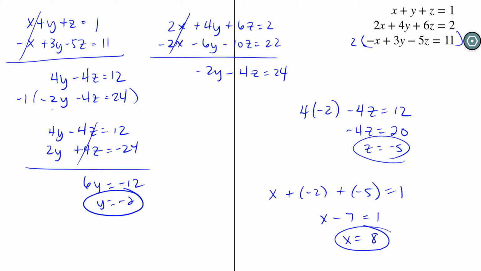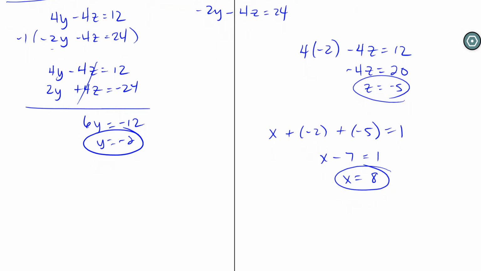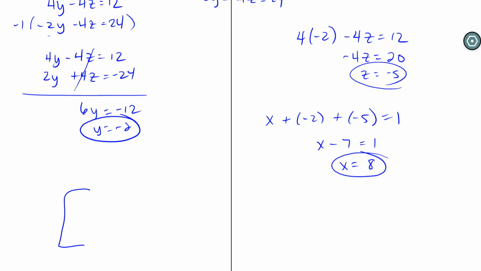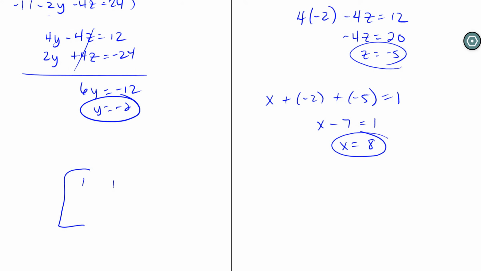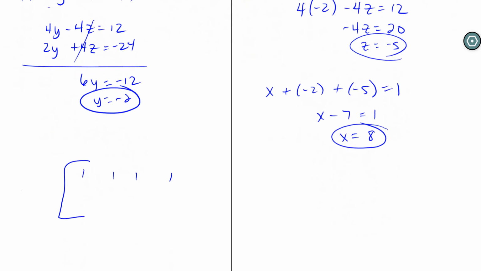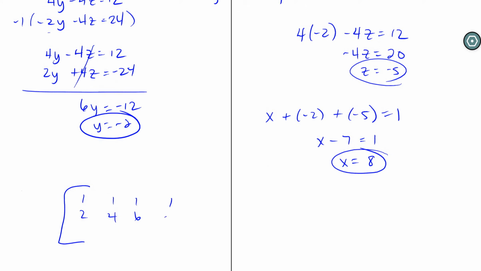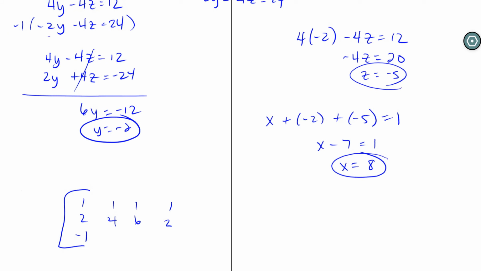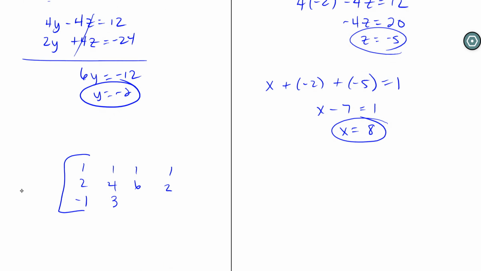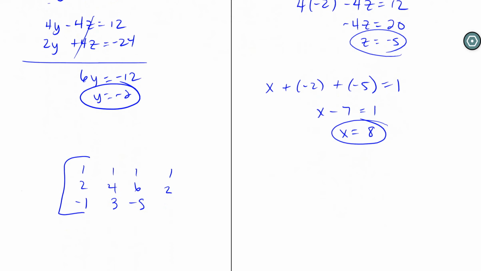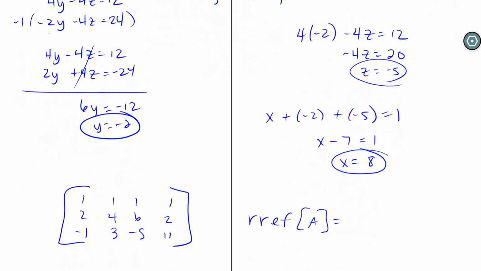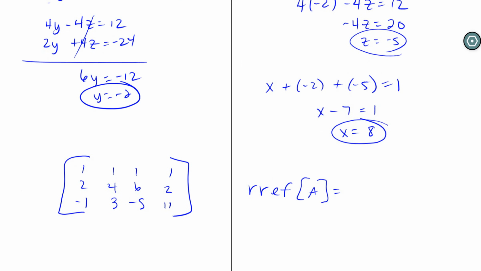Last thing I can do, I can check by making an augmented matrix and putting that all in my calculator. So the matrix that you'd plug in the calculator would be 1, 1, 1, 1. It would be 2, 4, 6, 2. It would be negative 1, 3, negative 5, and 11. And remember, in your calculator, you're going to do RREF of matrix A. And if you do that, you should get the same answer I got.